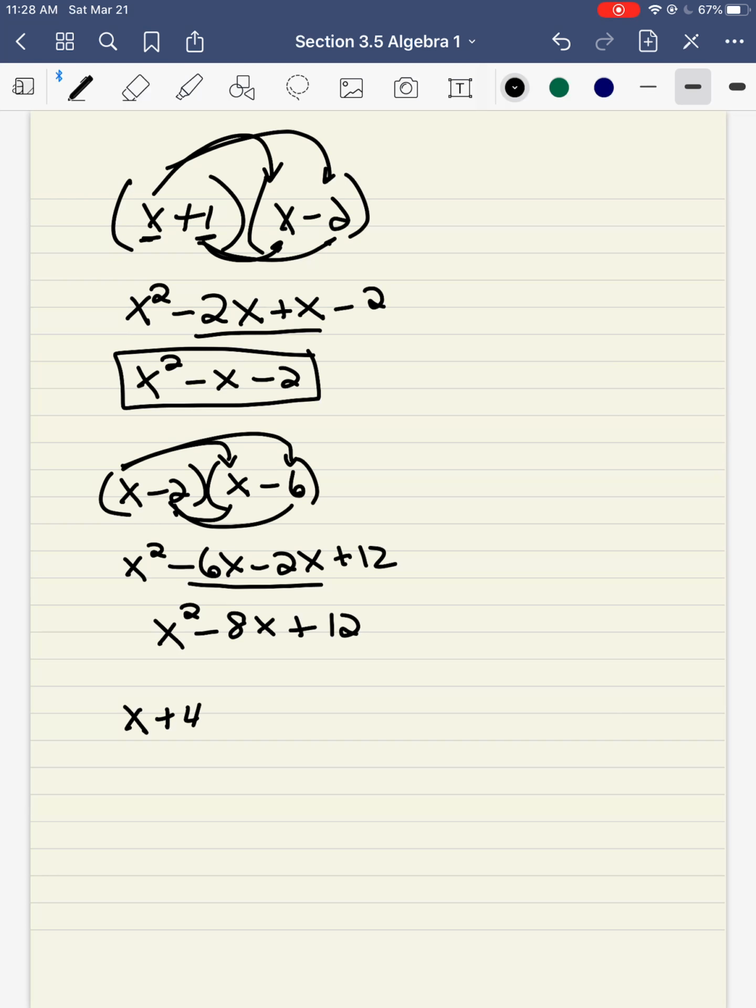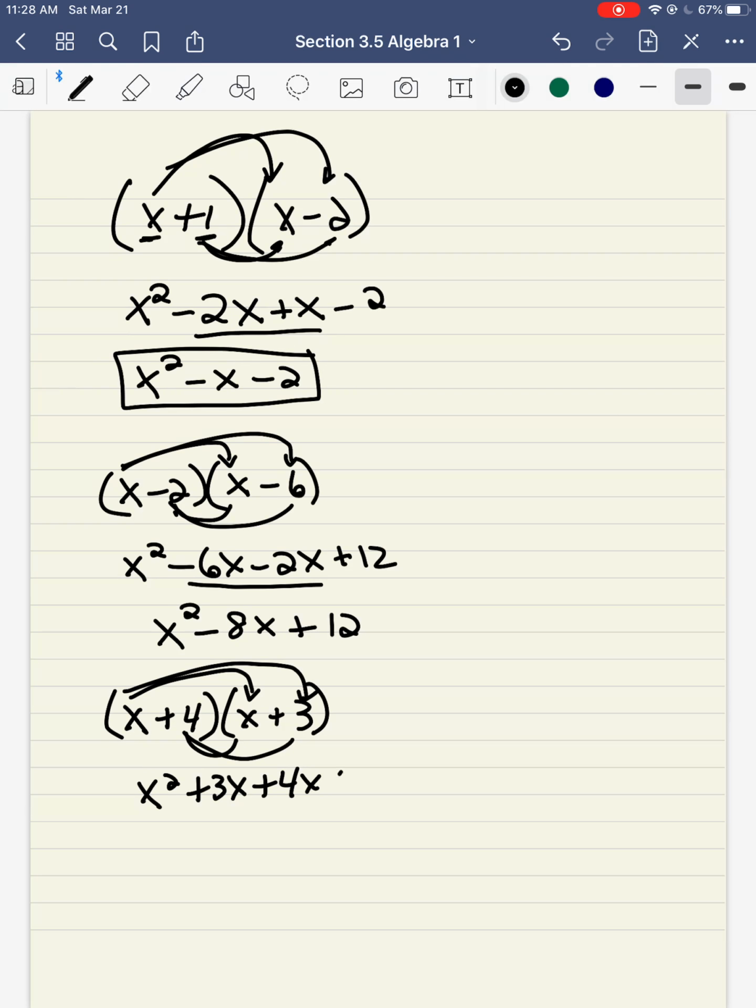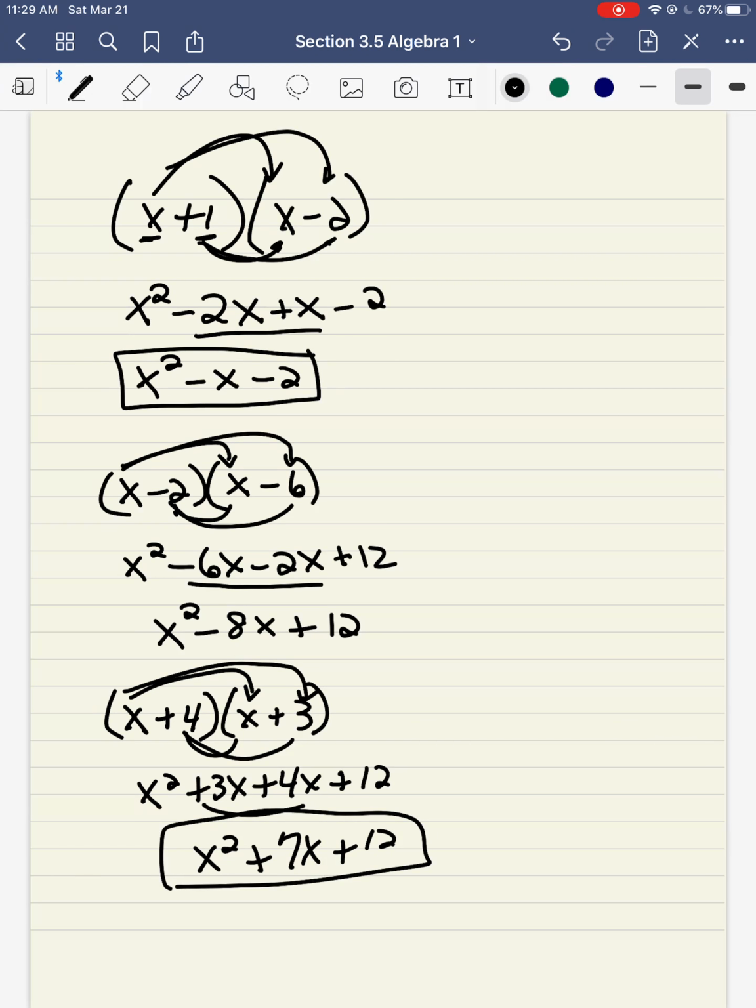If I have x plus 4 times x plus 3, again, x times x is x squared. X times 3 is plus 3x. Positive 4 times x is plus 4x. 4 times 3 is plus 12. Combining my like terms in the middle, I have x squared. Notice when I'm combining these, I keep the variable as an x, because this is adding. So 4 and 3 is 7x plus 12. So x squared plus 7x plus 12.